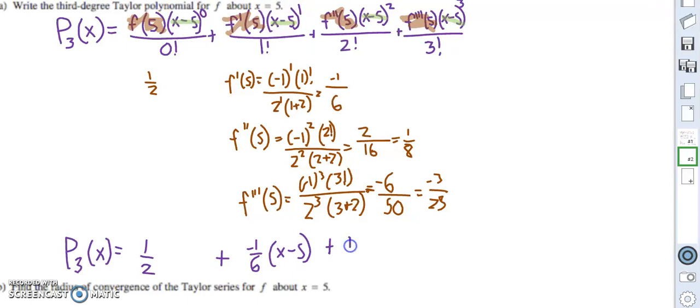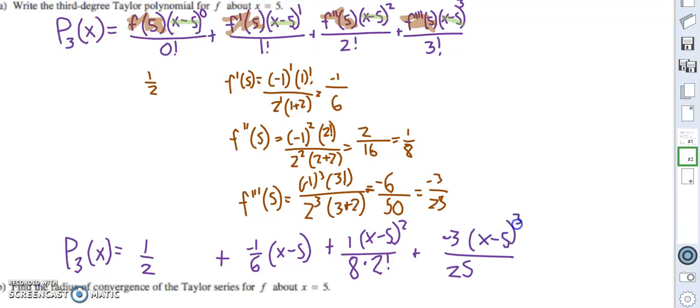1/8. I'm going to hold off on writing that. I'll write it. 1/8 x minus 5 squared times 2 factorial. Plus negative 3/25 x minus 5 cubed with a 3 factorial on the bottom.